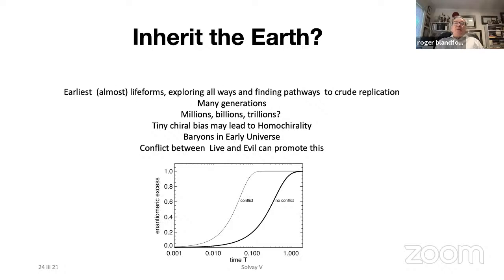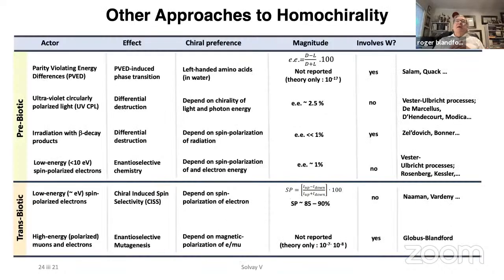If you add a bit of conflict there, that is, if you like, competition for resources between the live and evil prebiotic molecules, then that accelerates this process too. So we don't have any basis for making these models except the general principles. But the point is that a very small chiral bias, given enough generations, can lead to homochirality, and that's, I guess, an important point. Now, I have got time to go through all of these.